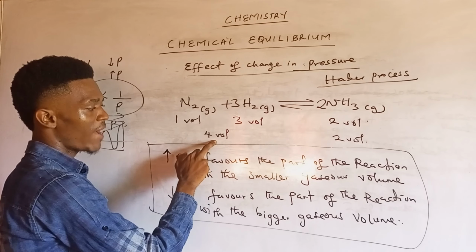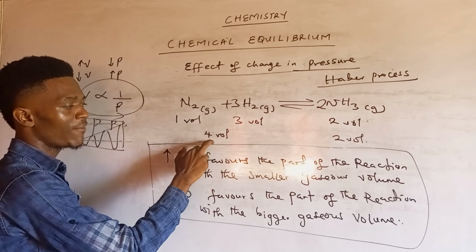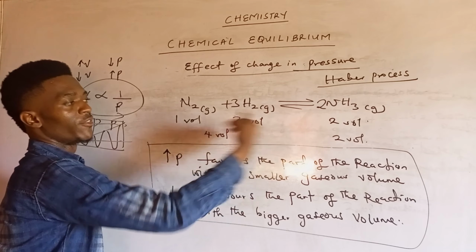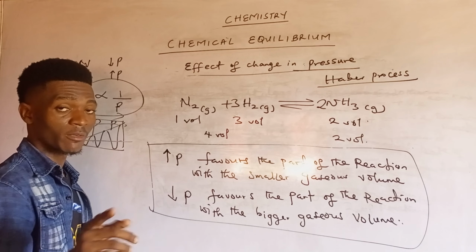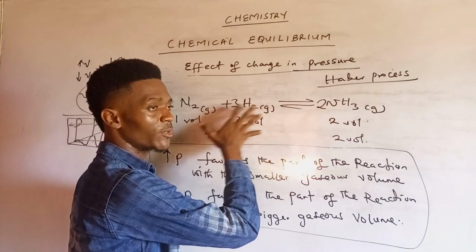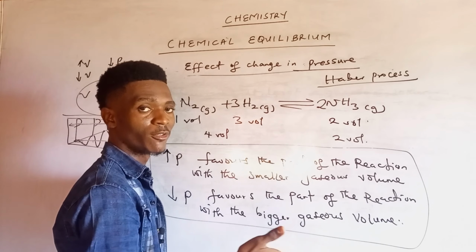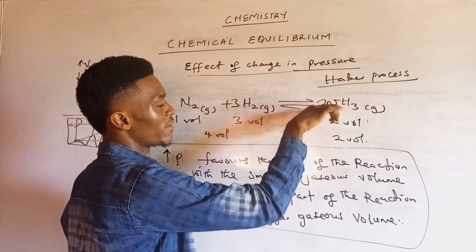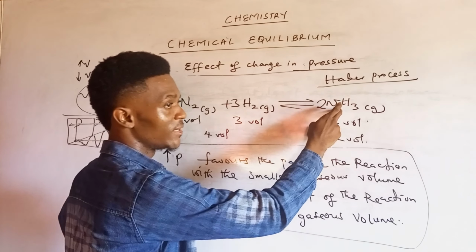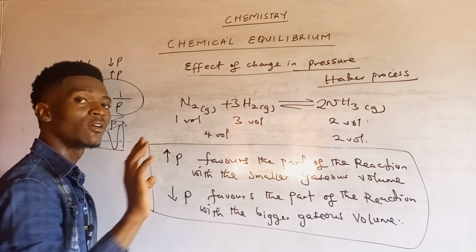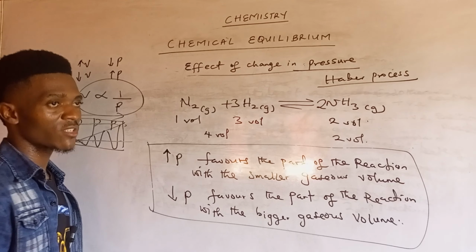Then coming backward, we have the bigger volume here. So bigger volume should be favored by what? Smaller pressure. So when you decrease pressure, it favors the backward reaction. Remember what I said before, that favoring forward or backward means the substances at both directions will be favored or will be produced in excess. So in this case, favoring the forward reaction means that more ammonia will be obtained or formed. Favoring the backward reaction means that more nitrogen and hydrogen will be produced or formed. So that's just the concept.